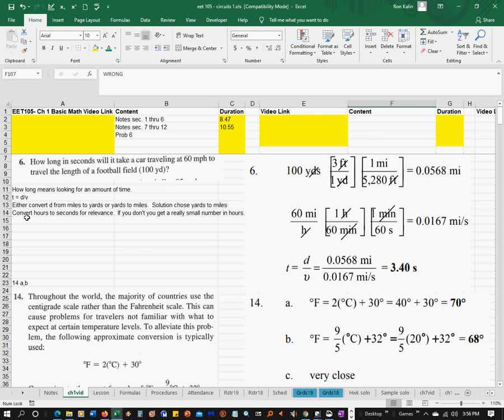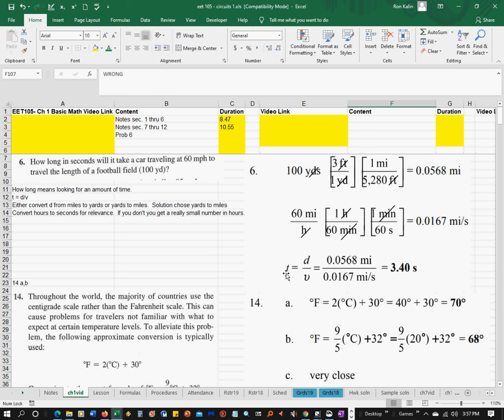And then the book chose to convert to miles per second. The reason is that you convert hours to seconds for relevance. If you don't, you get a really small number in hours. So we take 60 miles per hour, which is what we were given, times 1 hour divided by 60 minutes, times 1 minute divided by 60 seconds. So it'd be 60 times 1 times 1, which is 60, divided by 60 times 60, which is 3,600. So 60 divided by 3,600 is 0.0167 miles per second.